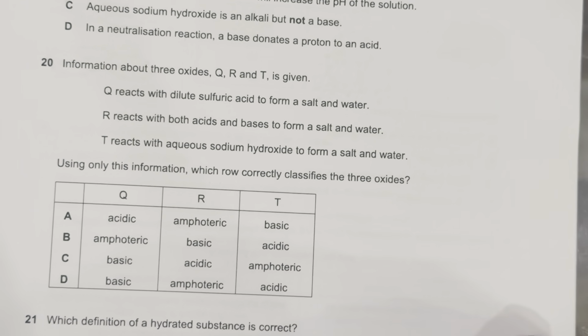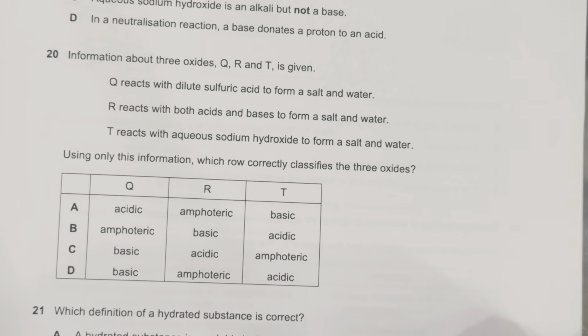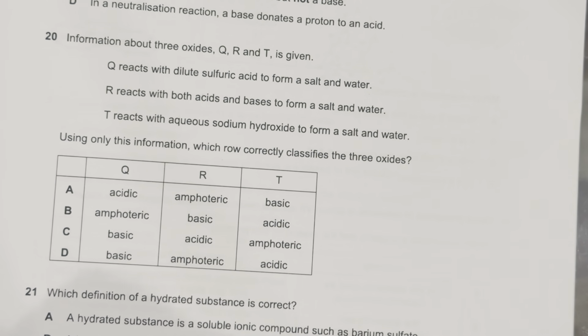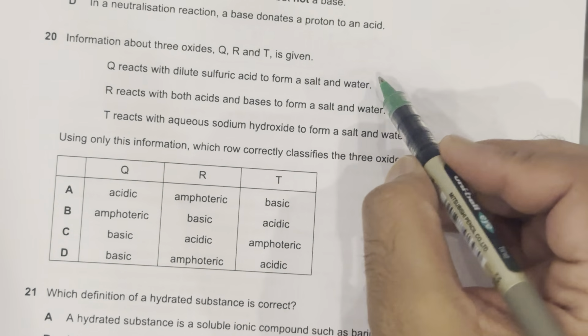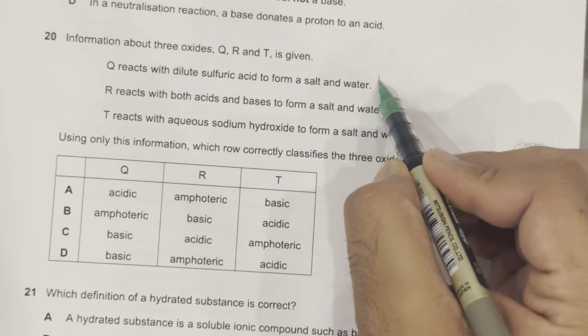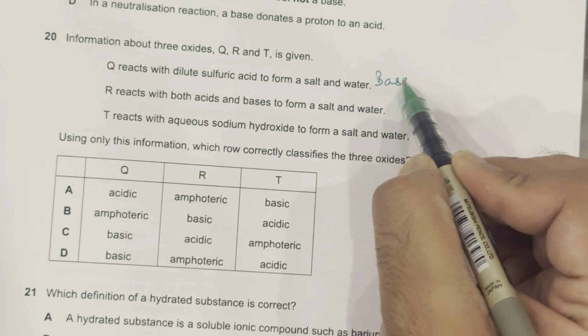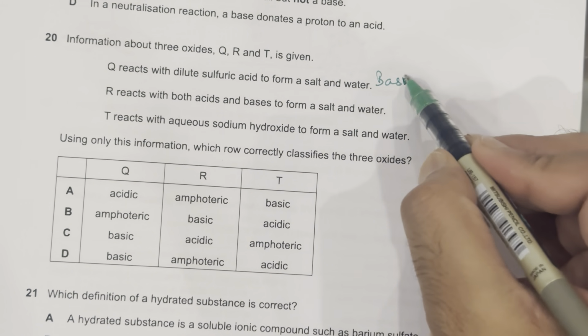Information about three oxides Q, R and T is given. Oxide Q reacts with dilute sulfuric acid to form salt and water. Okay, a reaction with acid producing salt and water is neutralization. So Q would be a basic oxide.